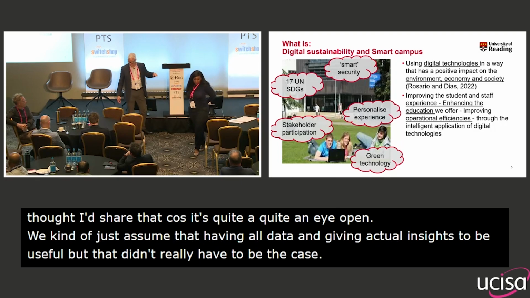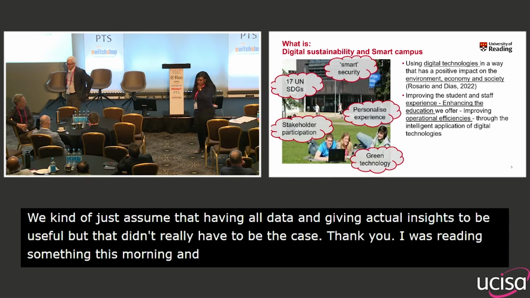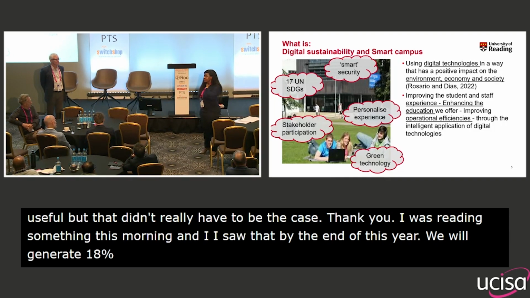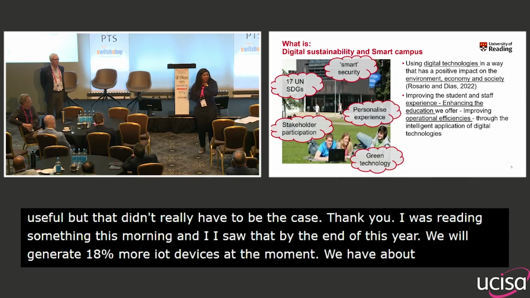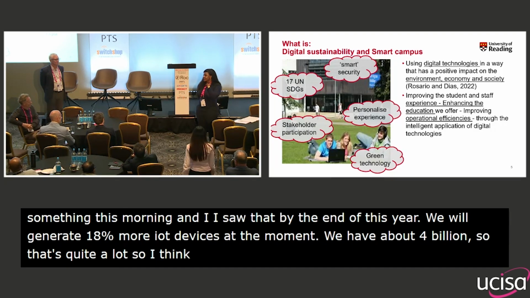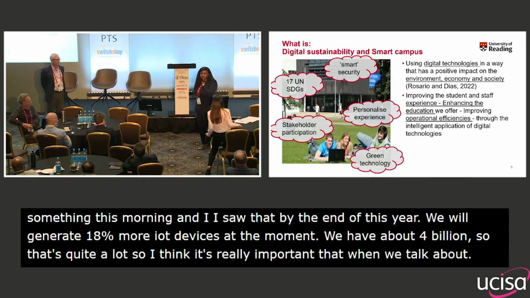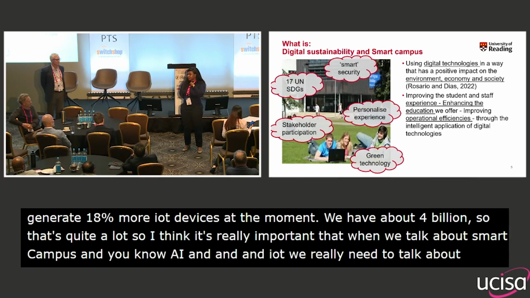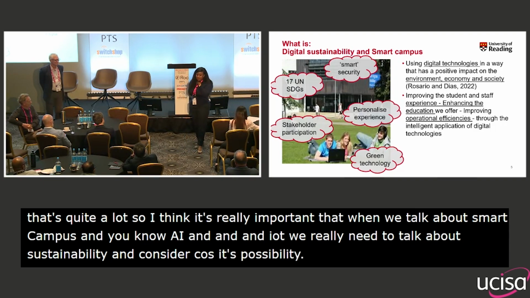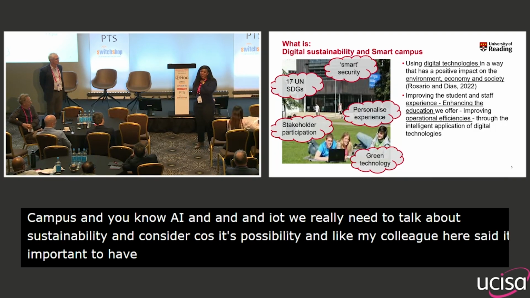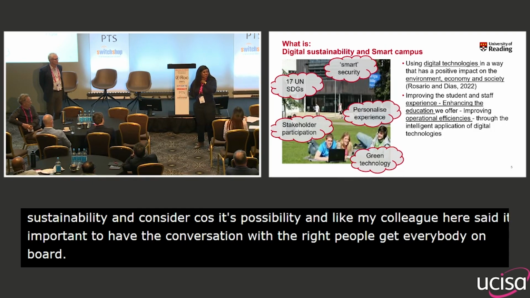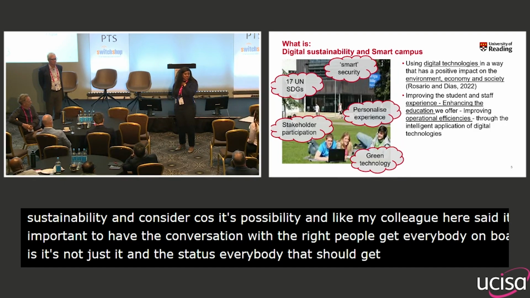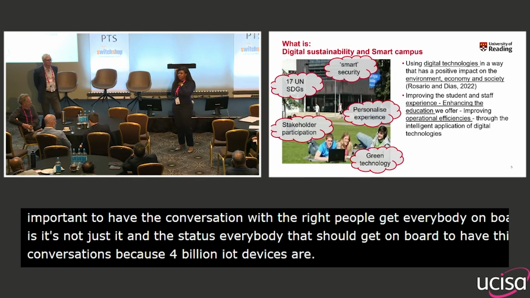Thank you. I was reading something this morning, and I saw that by the end of this year, we will generate 18% more IoT devices. At the moment, we have about 4 billion. So that's quite a lot. So I think it's really important that when we talk about smart campus and AI and IoT, we really need to talk about sustainability and consider sustainability. And like my colleague here said, it's important to have the conversation with the right people, get everybody on board. It's not just IT and estates, it's everybody that should get on board to have these conversations. Because 4 billion IoT devices, yeah, it's ridiculous at the moment.